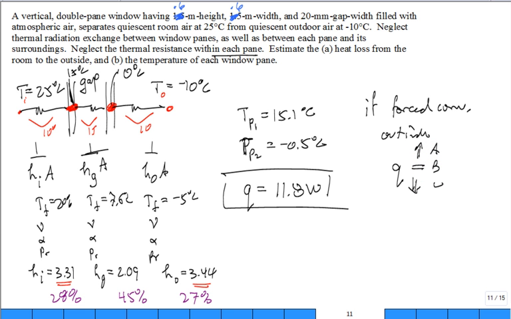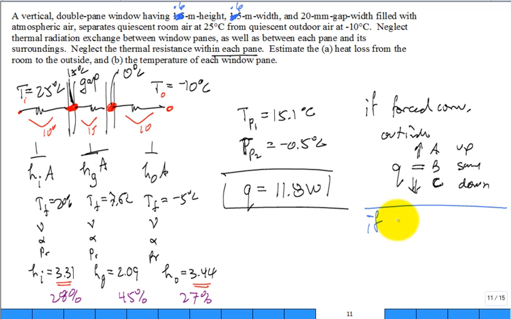What does Q do if you have forced convection on the outside? So this goes up, stays the same, or goes down. A, B, or C? All right, everybody in? Let me ask another question.